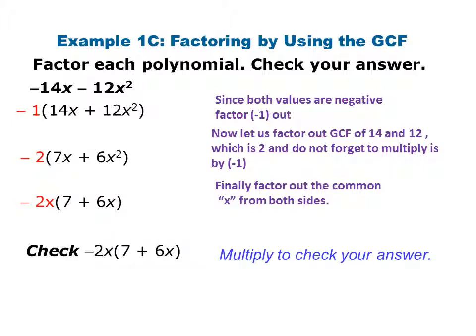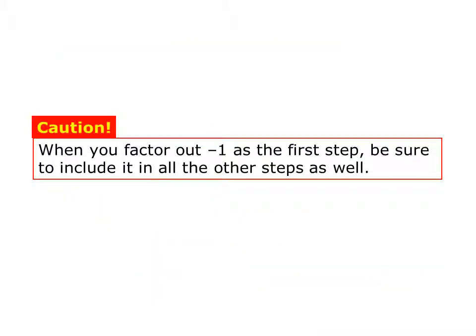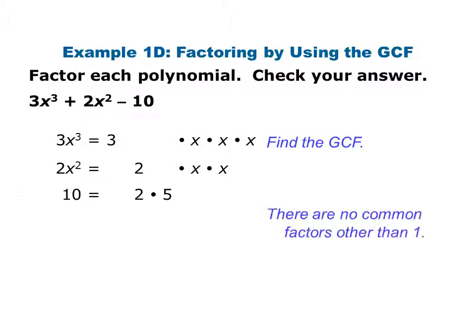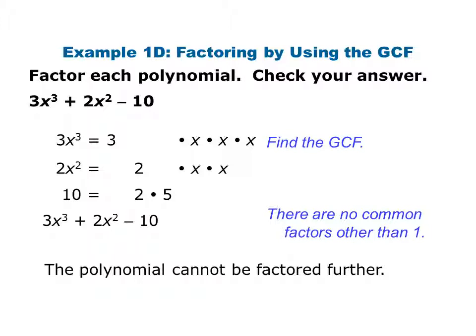So how do you check you are correct? Please do the reverse of the distributive property and that checks. And when you factor out a negative, don't forget to carry it through all the way. Now, here's another example, another trinomial. Remember, what is common to all three? Keep looking. You will find none. There is no common factor. If there is no common factor, it's only 1, and you call it unfactorable, or not factorable. If the polynomial cannot be factored, we call it unfactorable.